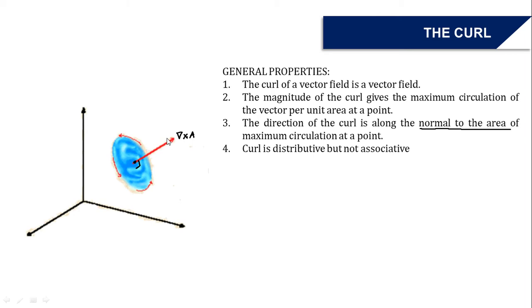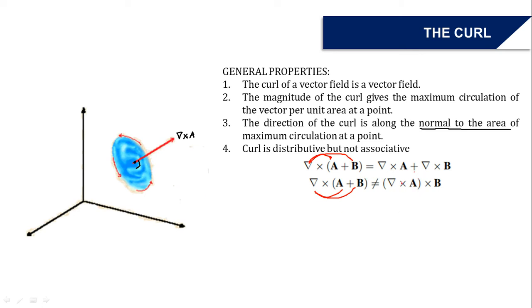Next, the curl is distributive but not associative. No? Ano ibig sabihin yan? Ibig sabihin, hindi natin pwedeng i-distribute yung curl, no? Hindi siya pwedeng katulad nito, distribute natin dito, tapos distribute dun. Hindi siya ganun, no? Bawal yon. Pero, associative siya. Ano ibig sabihin yan? Ito, kunin natin yung curl ng A plus curl ng B, pwede siya, no? Pero hindi siya associative. Katulad nito.